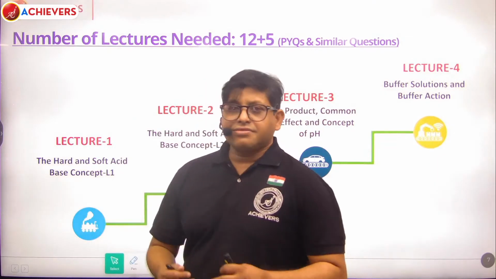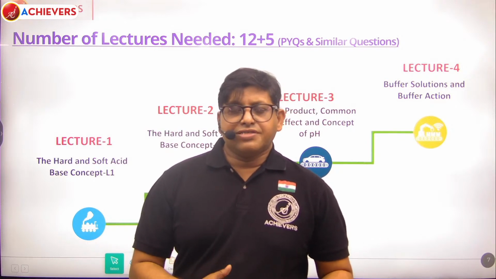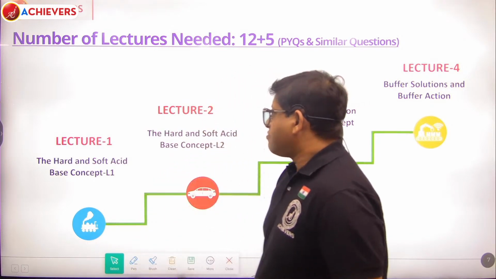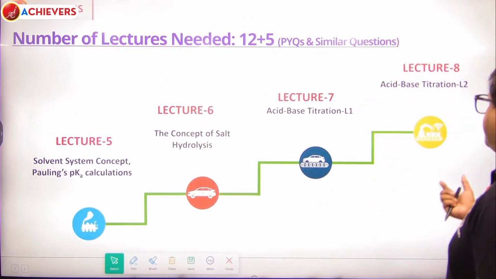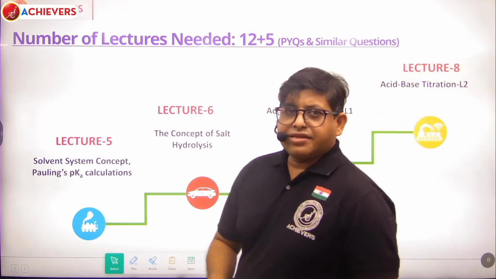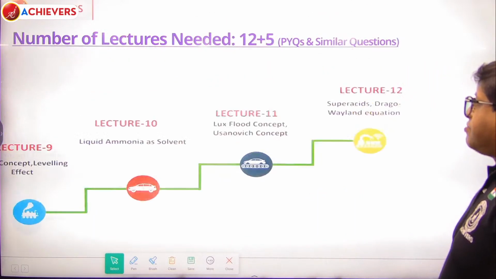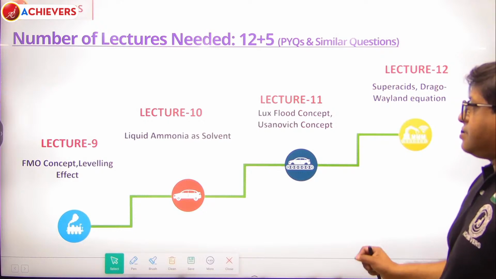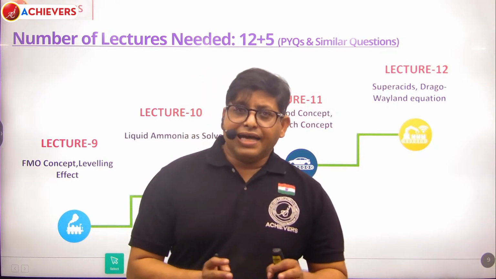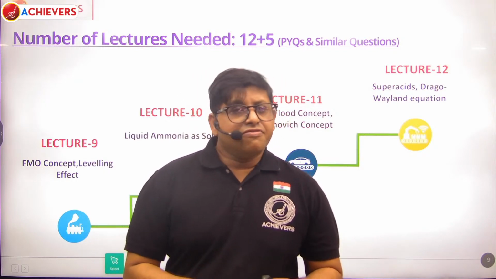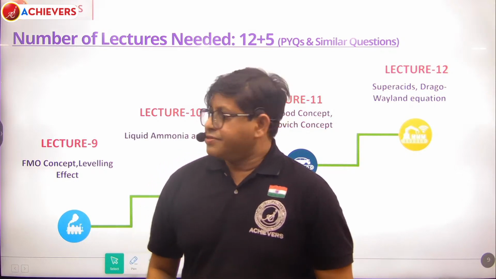In this way the other lectures are also divided, because we have been dealing with this particular syllabus for a very long time, so we know exactly how many lectures are needed before we start the course. Lectures 5, 6, 7, 8: you can see lecture 7 and lecture 8 are very important, that is acid base titrations 1 and 2. Then 9, 10, 11, 12 are the FMO concept, liquid ammonia solvent, Lux-Flood concept, and superacid. So these are the 12 lectures for the acid base theories, and additionally there will be 5 classes for the previous year question discussions as well as similar type problem practice.